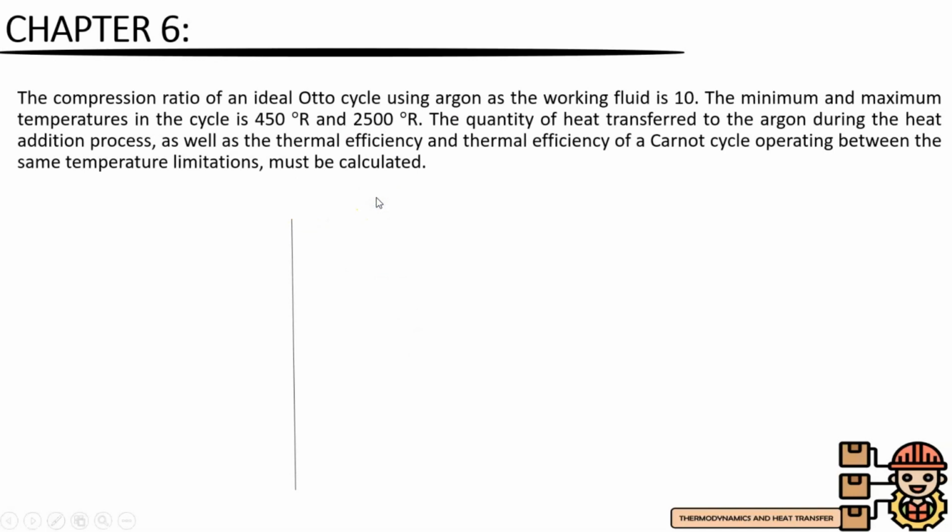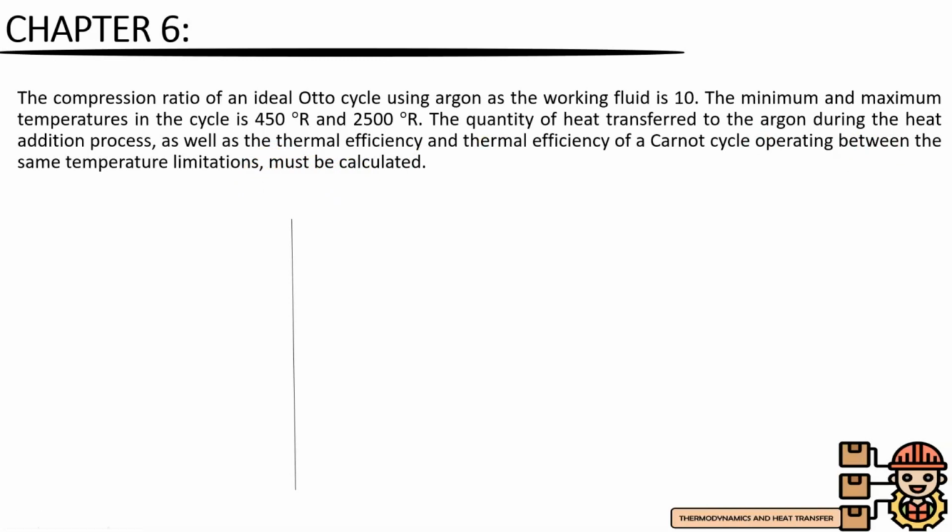In this video, we are going to solve a problem from thermodynamics and heat transfer that involves the vapor and power cycle. So here is our problem. The compression ratio of an ideal Otto cycle using argon as the working fluid is 10. The minimum and maximum temperatures in the cycle are 450 degrees Rankine and 2500 degrees Rankine. The quantity of heat transferred to the argon during the heat addition process, as well as the thermal efficiency and the thermal efficiency of a Carnot cycle operating between the same temperature limitations, must be calculated.